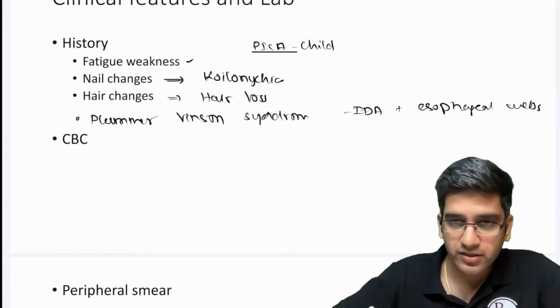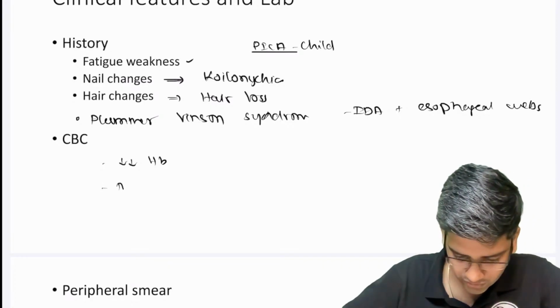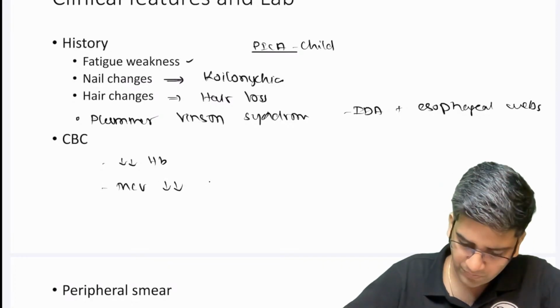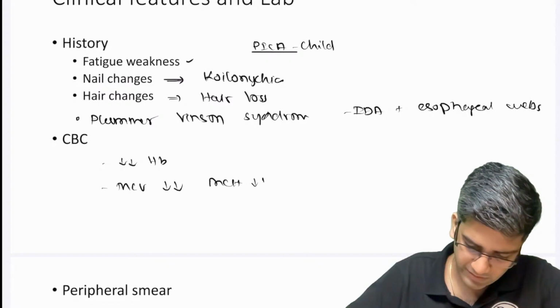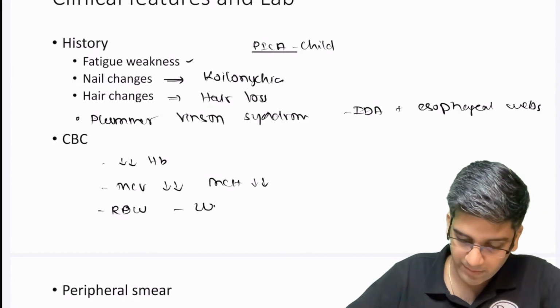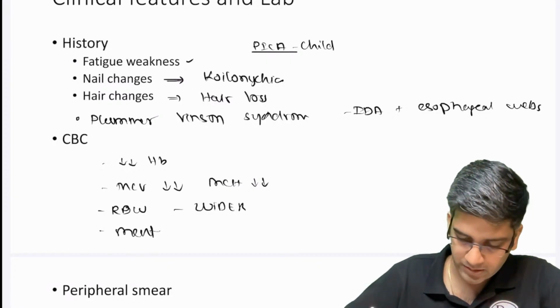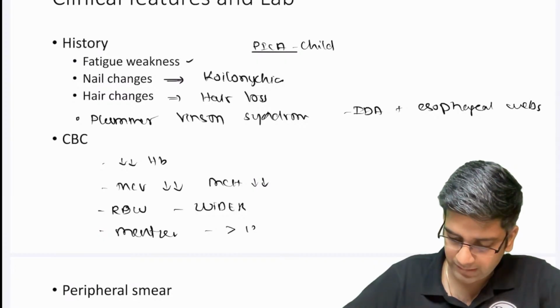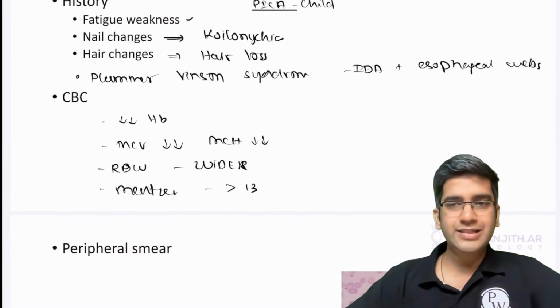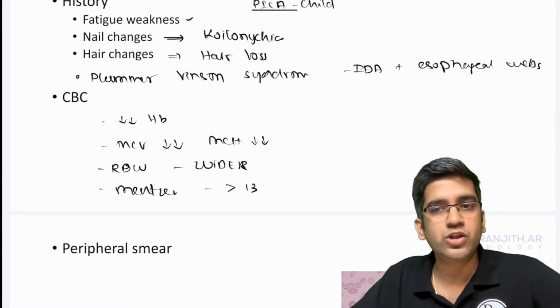CBC, Srimati exactly told what's required in CBC. I'm not writing about hemoglobin, it will be reduced. MCV will be reduced. MCH will be reduced. MCHC will be reduced. RDW is important to write. It will be wider. And your Mentzer index will be more than 13. Okay. All these are classical findings in a CBC. All will be present. You know the peripheral smear, right?